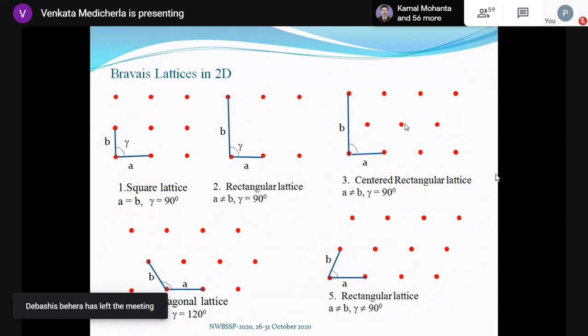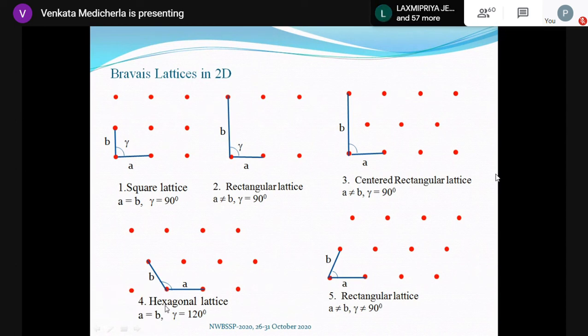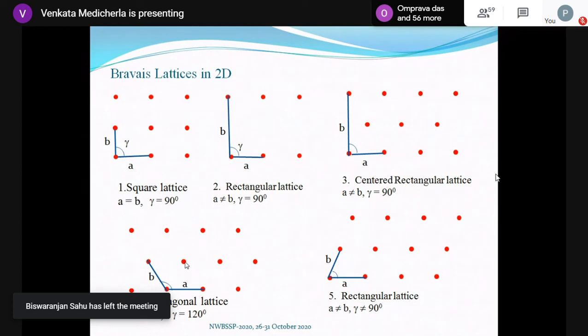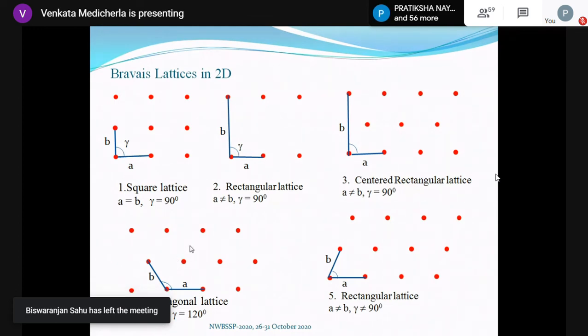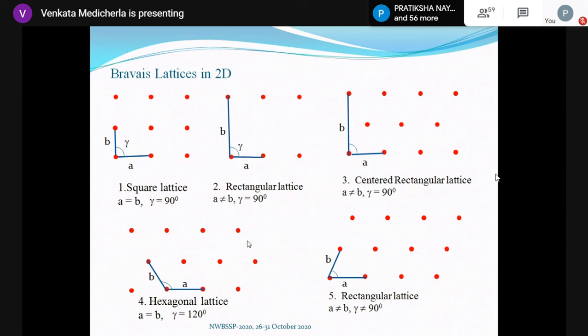Then you have the hexagonal lattice. This hexagonal lattice is not the same as your honeycomb structure. That is the honeycomb structure. What happens in the hexagon? In between the hexagon, there is no point. The hexagonal lattice has a point in between. If you complete this hexagon completely like this, you see that at the middle you have a point. But the honeycomb doesn't have a central point. It's only a hollow hexagon. Okay, that's the difference. That's not a Bravais lattice. The hexagonal lattice is different. So this is the Bravais lattice, and A is equal to B, and gamma is 120 degrees.